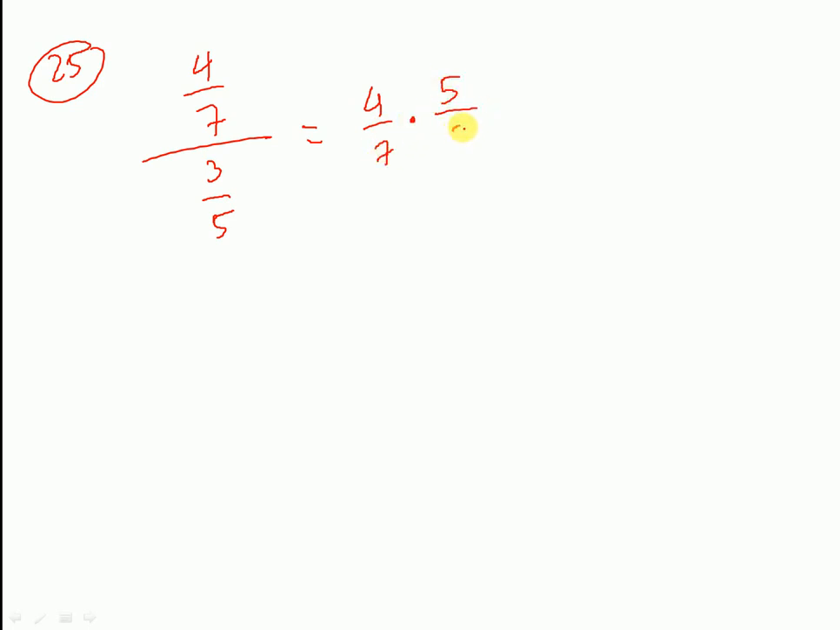Question 25. Simplify the complex fraction. A complex fraction means two fractions dividing each other. You can turn this into multiplication by flipping the second fraction. So you turn the division into multiplication, and then you flip the second fraction. So 4 times 5, 20. 7 times 3, 21. So that's D.